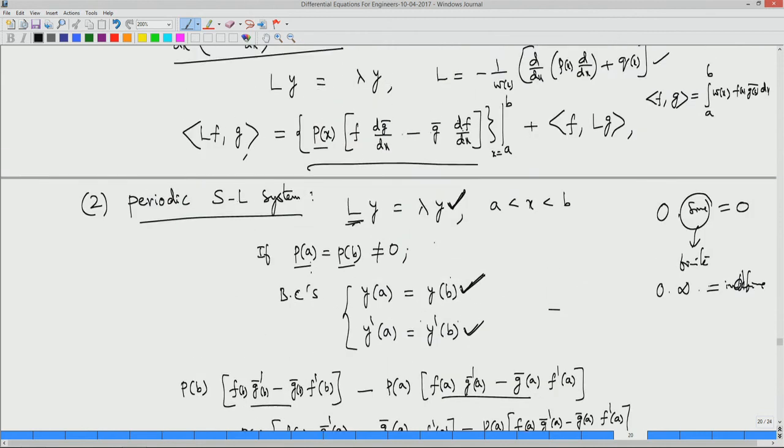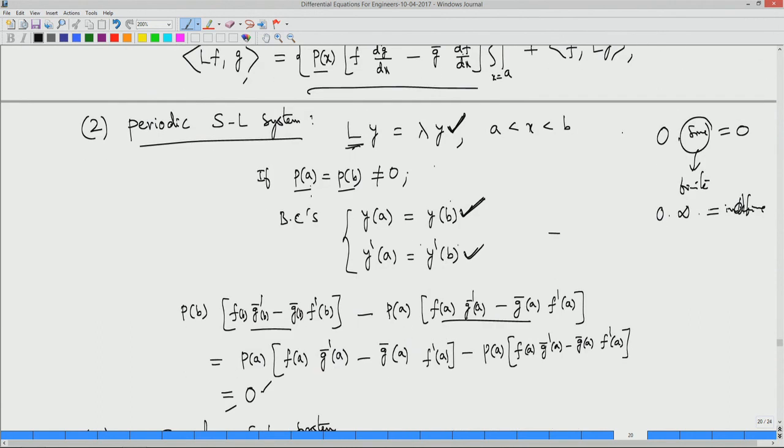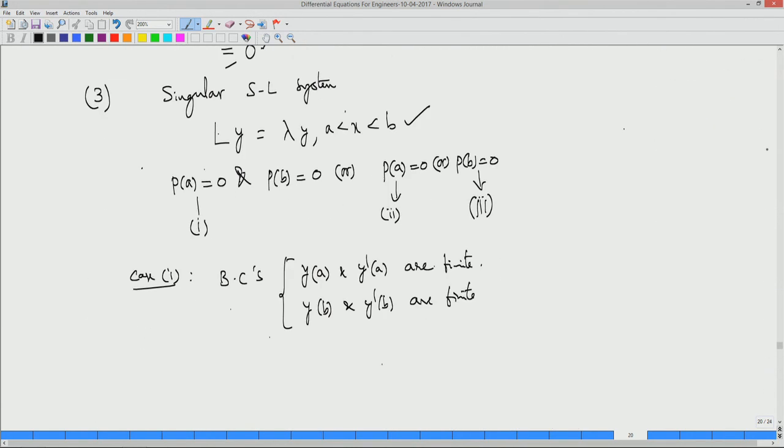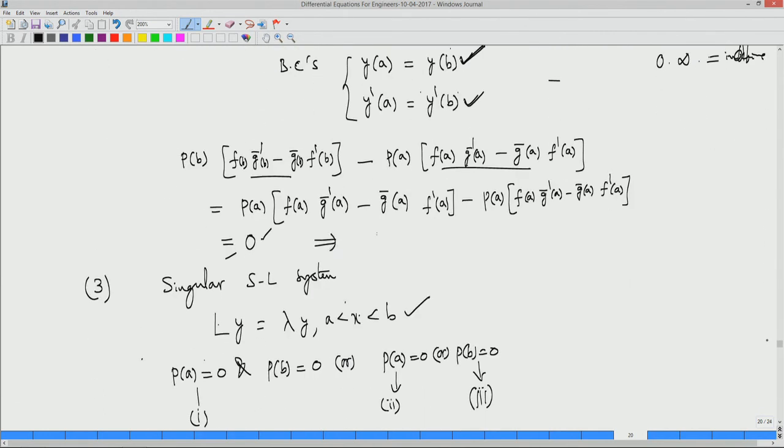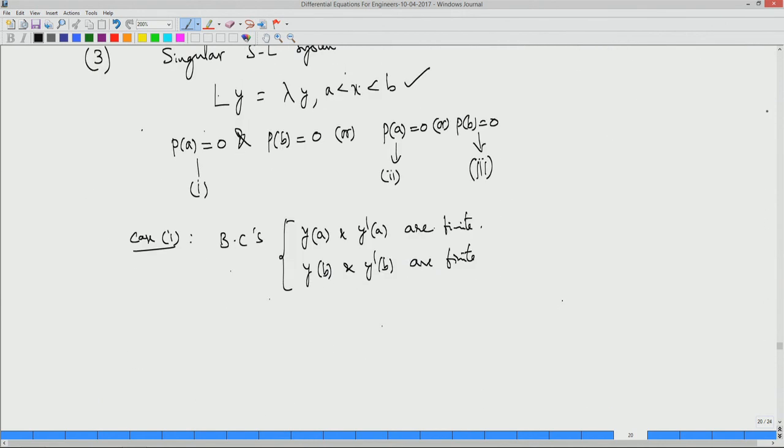So, what you have seen is the dot product of LF with G equals F with LG. So, again you see that this is Hermitian. So, you can see that once you get here, immediately say that L is Hermitian. L is Hermitian in the earlier case, and now in the singular Sturm-Liouville system case also, L is Hermitian.